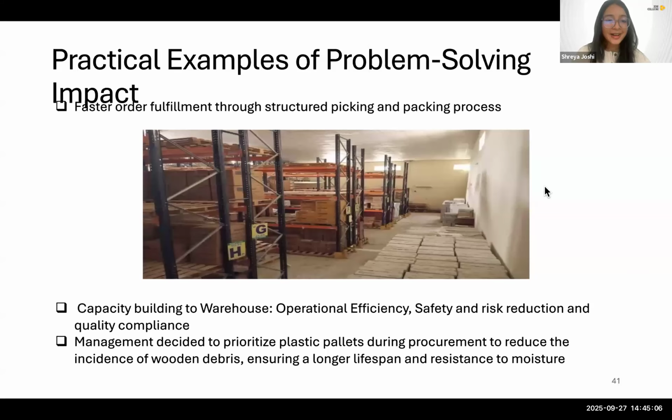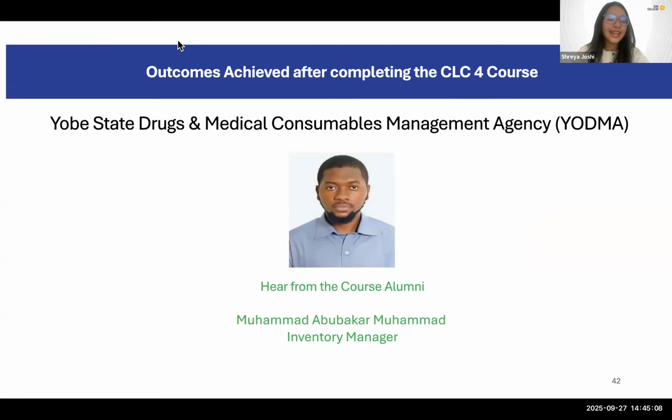We also have our next participant, Mr. Mohammed Abubakar Mohammed, who is the inventory manager at Yogma. He has also completed the cohort and was able to receive a CPD certification on completion. Mr. Mohammed, if you are there, you could kindly unmute yourself and share your experience post cohort. How were you able to bring about changes in your organization?